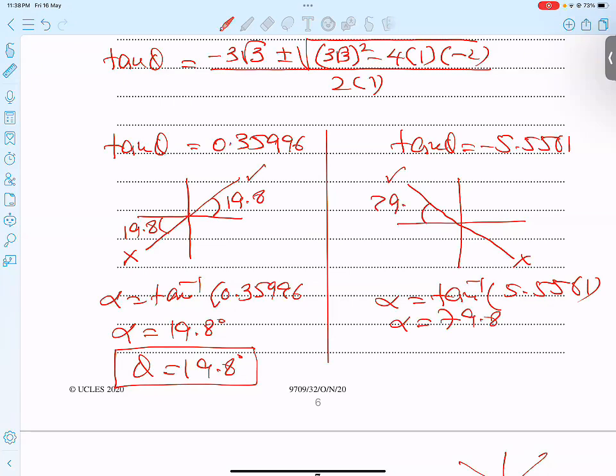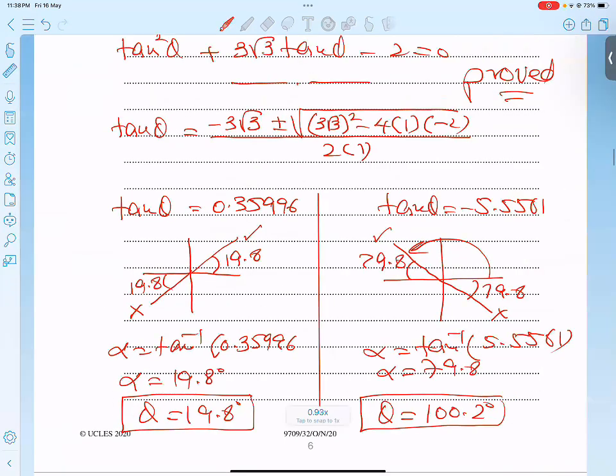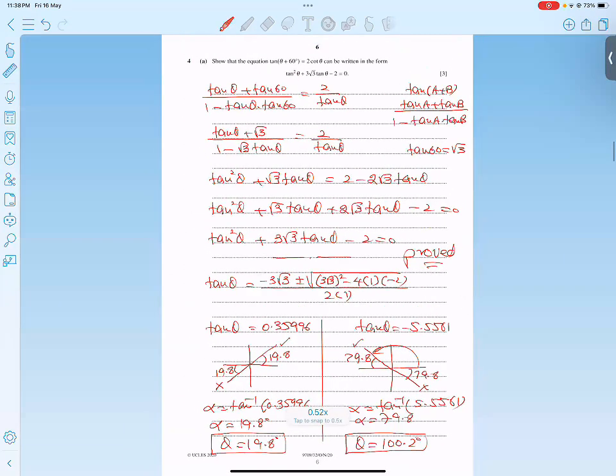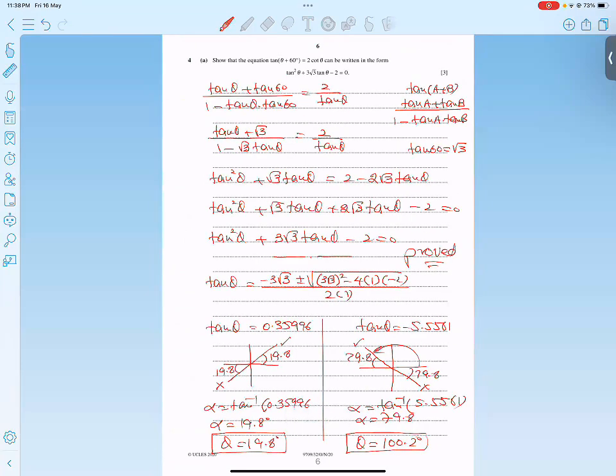I will write 79.8 degrees here. There's no need to write the 70, but this is my answer number 1. And that is our answer only. So I've got an answer: theta is 100.2 degrees. And I hope the concept is very clear, and I think the question is completely over.